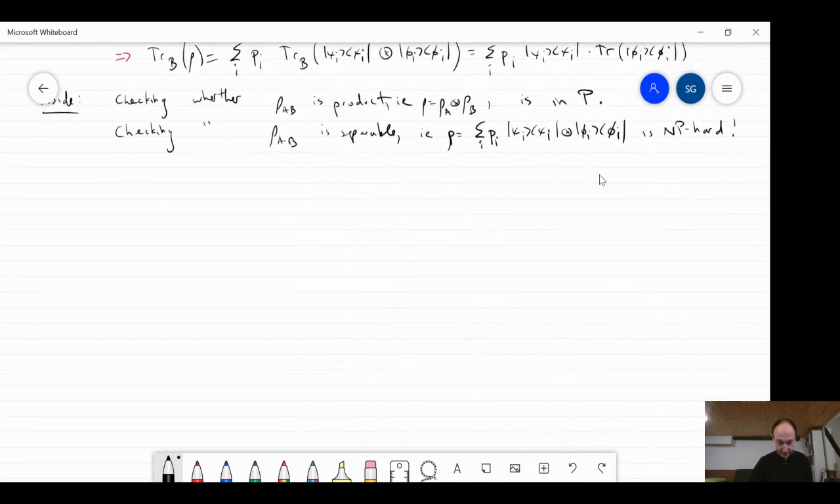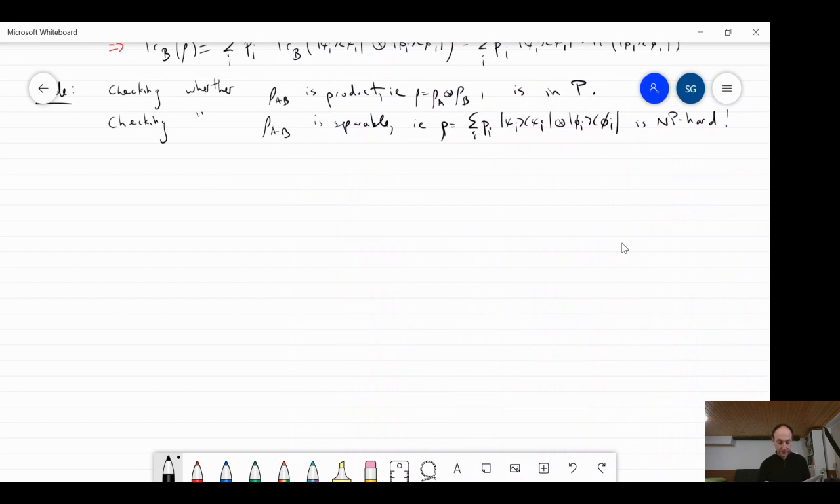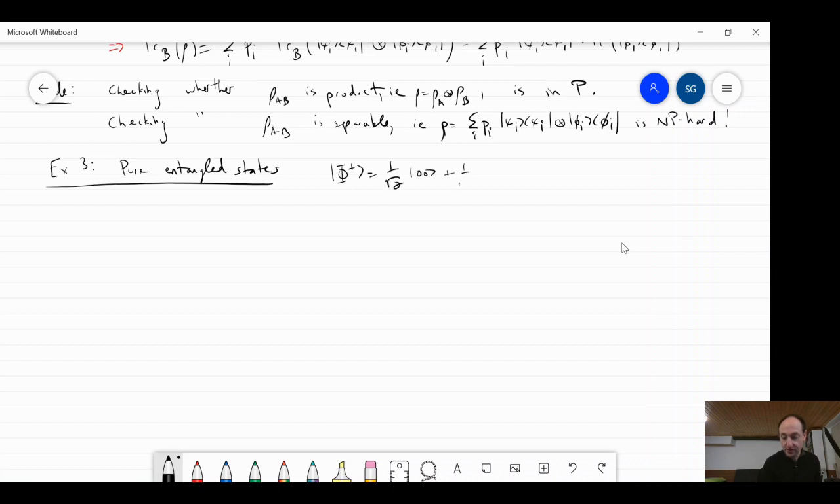Now we can get to the prize of this lecture, which was example 3: pure entangled states, such as the Bell state. Again, the Bell state is highly entangled, and so it's not clear a priori what should be the reduced state for the local systems.